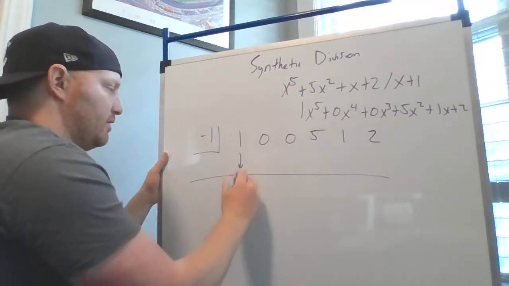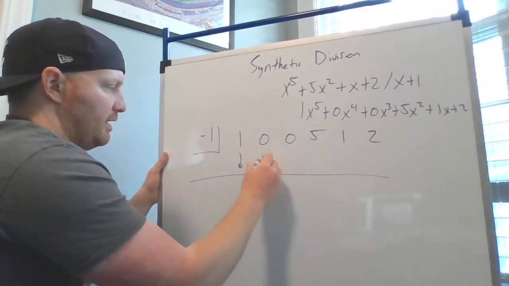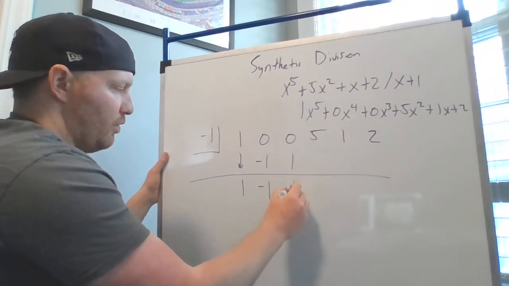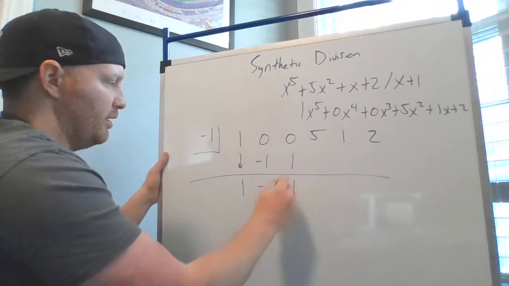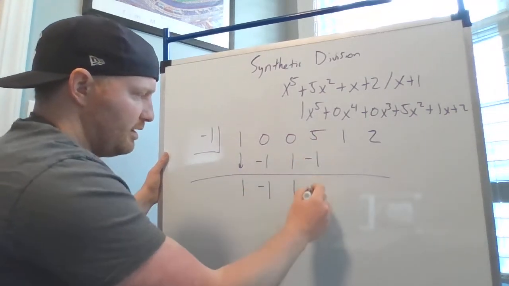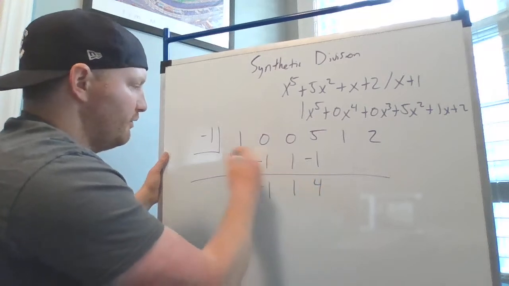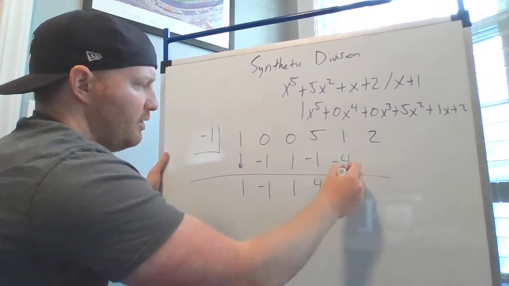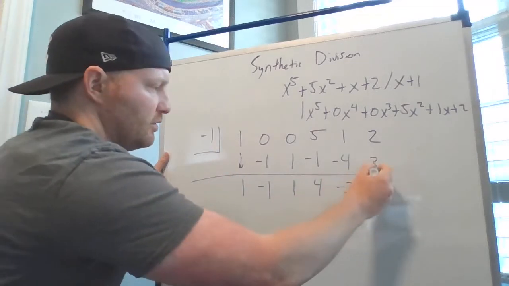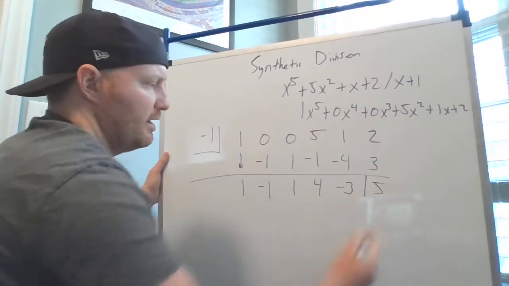Drop this 1 down. We get 1 times negative 1, negative 1, negative 1. We get 1 down here, right? Bring it up here. 1 times negative 1 is negative 1. I do the math here. I get 4. 4 times negative 1 is negative 4. I get negative 3. Negative 3 times negative 1 is 3. And I get a remainder of 5.